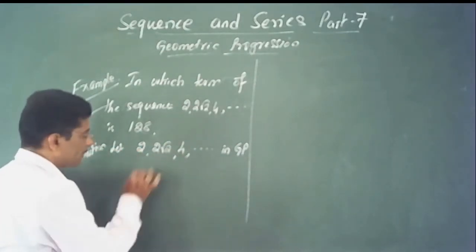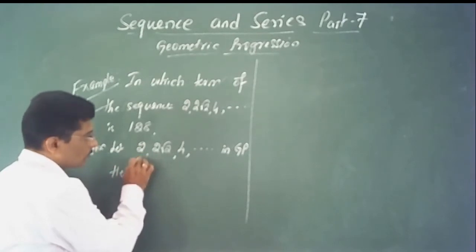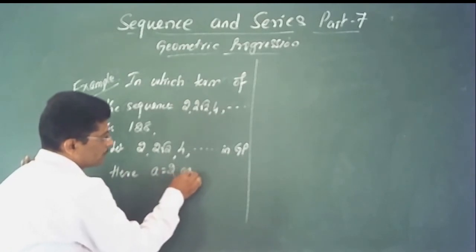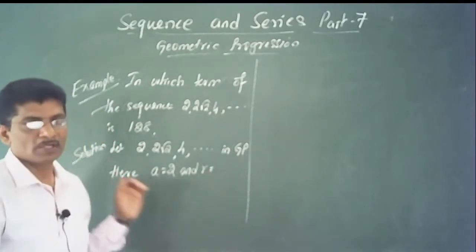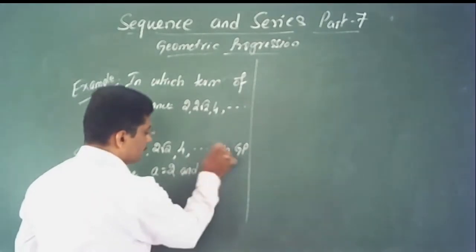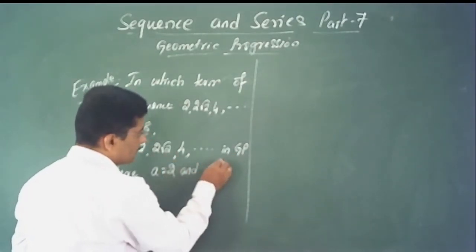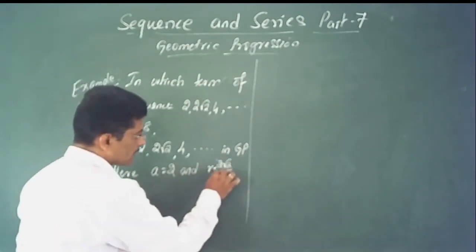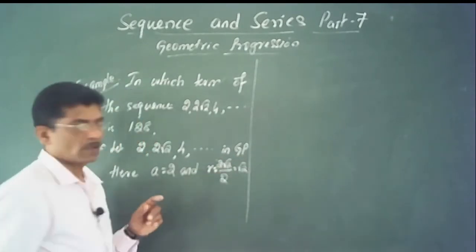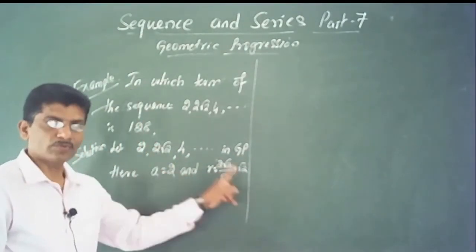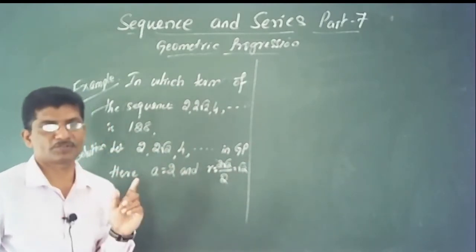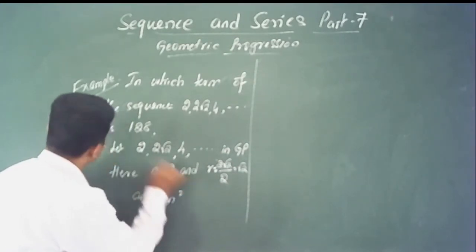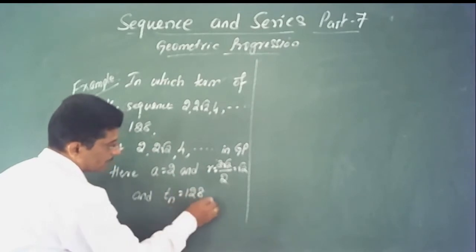GP anta identify madmele, here first find the first term of the given sequence. Here the first term is denoted by A. A means 2. And GP endaga, here find the common ratio. Common ratio is denoted by R. Therefore, R is equal to, you know the formula, any term divided by its previous term. Here 2 cancels, you get root 2. Or 4 divided by 2 into root 2, you get root 2. Root 2 is the common ratio. And you know that Tn is given as 128. Then find the value of n.